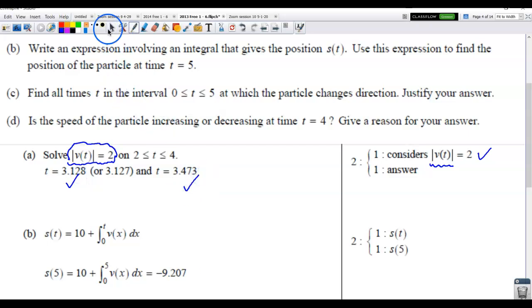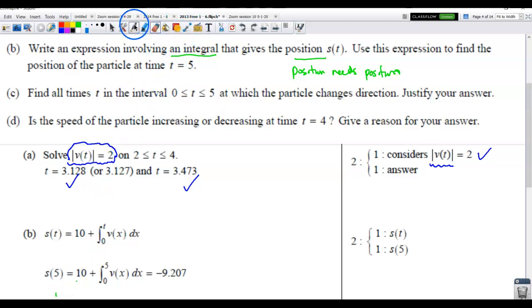In letter B, we are writing an expression involving an integral, so they're telling us straight up, use an integral that gives us the position. Use this expression to find the position at t equal to 5. Remember, position needs position, meaning when you're writing the position function, you need the initial position.